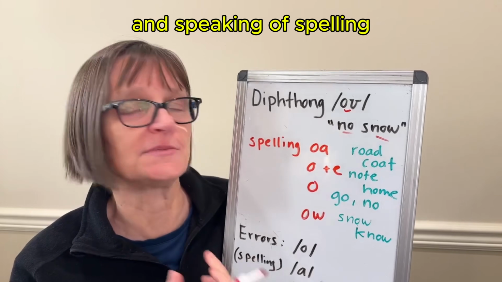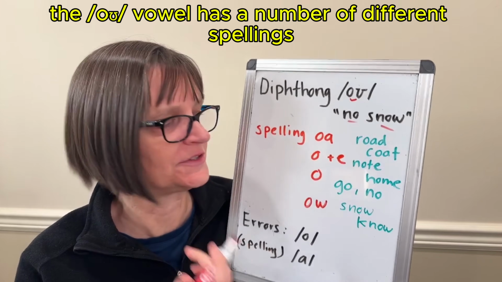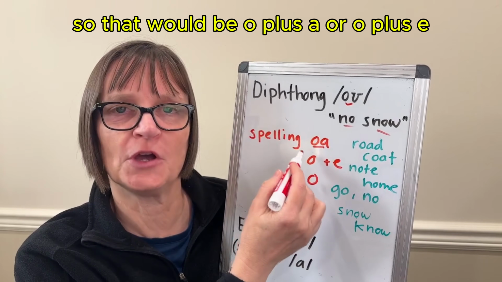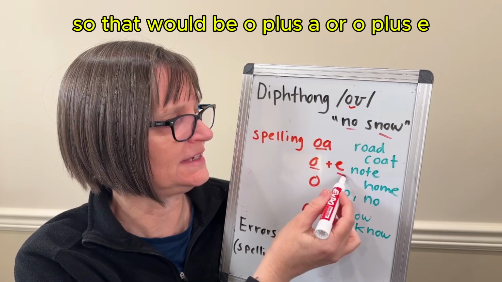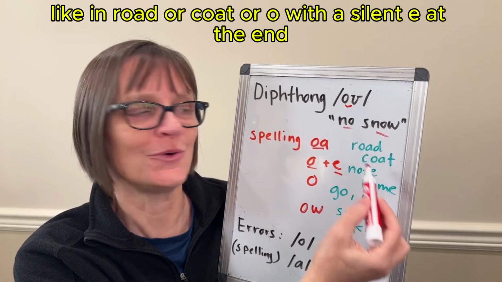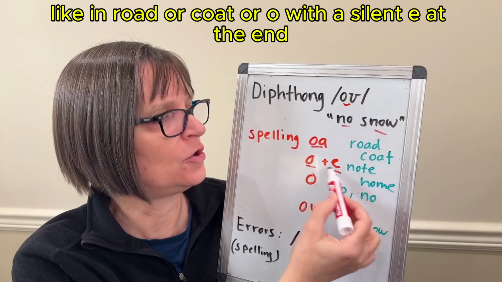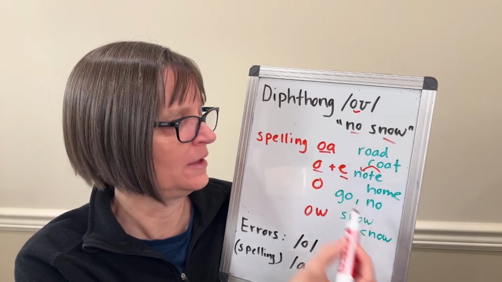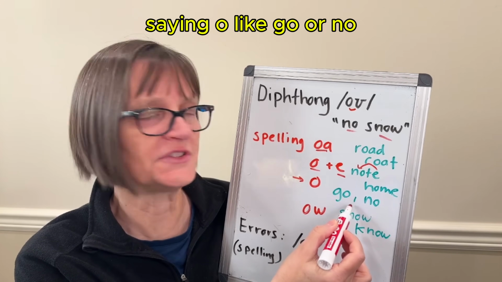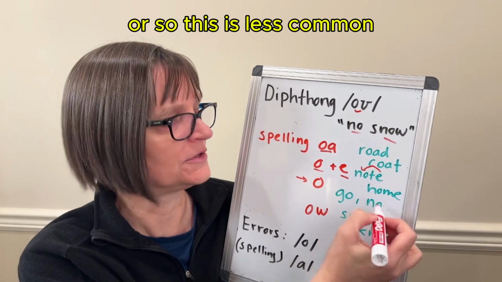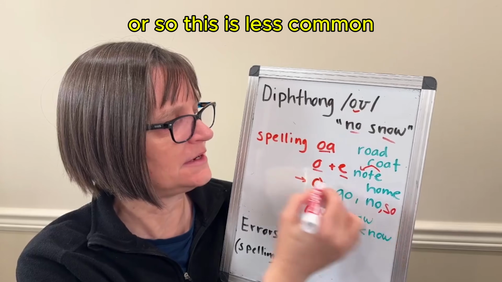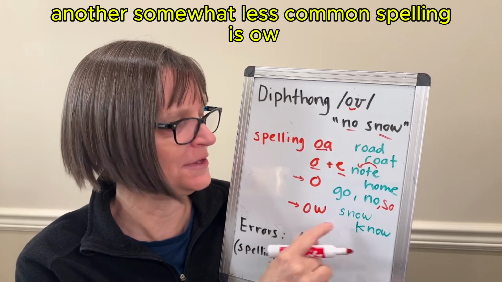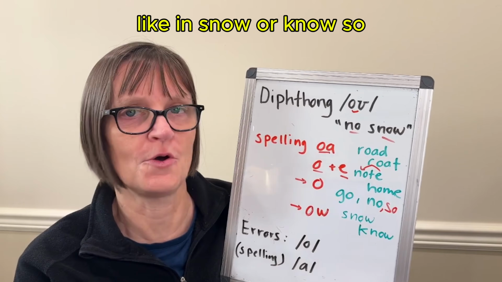And speaking of spelling, the O vowel has a number of different spellings in English. It can be the double vowel, so that would be O plus A or O plus E. OA together like in "road" or "coat", or O with a silent E at the end like in "note" or "home". We do have some words with just the letter O saying O, like "go" or "no" or "so". This is a less common spelling. Another somewhat less common spelling is OW, like in "snow" or "no".